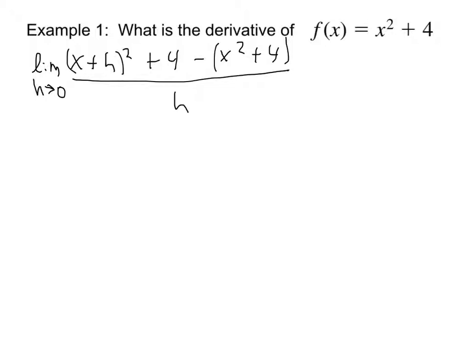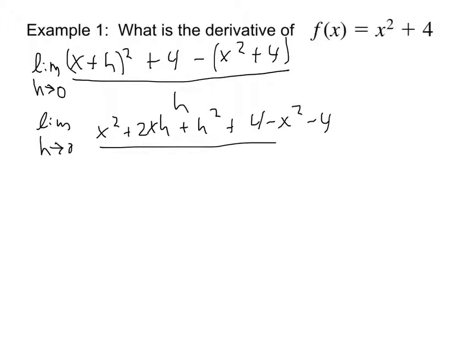Okay, so we're going to find the derivative. In other words, we're going to find the slope function of f. So same thing we've been doing. This is equal to the limit as h goes to 0 of x squared plus 2xh plus h squared plus 4 minus x squared minus 4, all over h. Here, my negative 4 and positive 4 cancel. My negative x squared and x squared cancel.